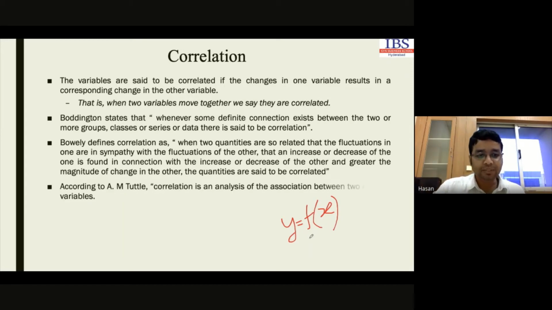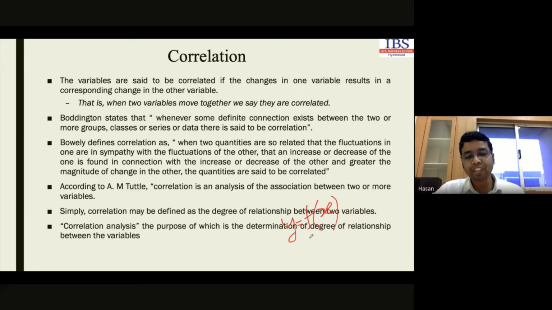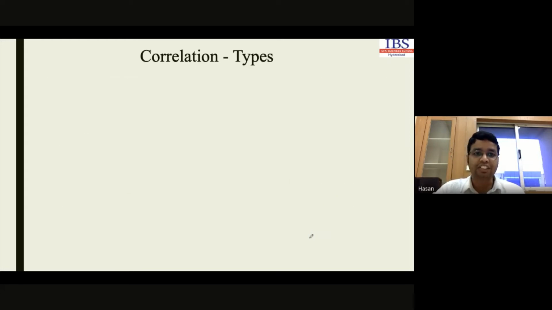The next definition, according to A.M. Tuttle, is that correlation is an analysis of the association between two or more variables. Association, basically relation. Simply, correlation may be defined as the degree of relationship between two variables, may be dependent or independent. These are the various definitions I have mentioned here. I'll share the slide, you just read this one.